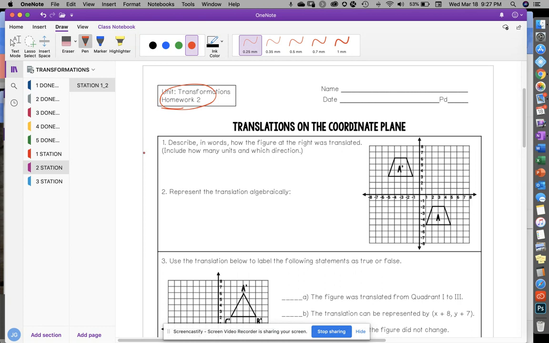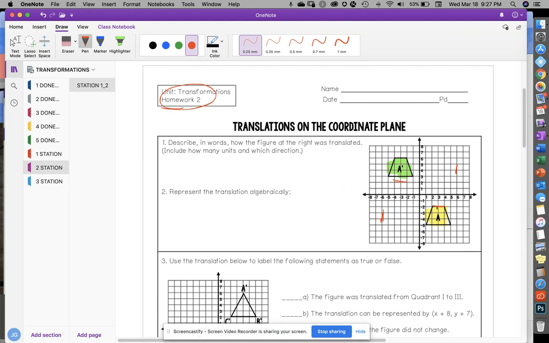Number 1 says, describe in words how the figure at the right was translated. So remember, the little apostrophe means that is the image. This is the pre-image. So it went from this to that. So what happened? Well, I can tell you it didn't rotate, because if it was truly rotating, this would be facing a different direction by this point. Because the top here would have been over here, which would have been over here by that point, and then it would have been over here. So that's not going to be a rotation.